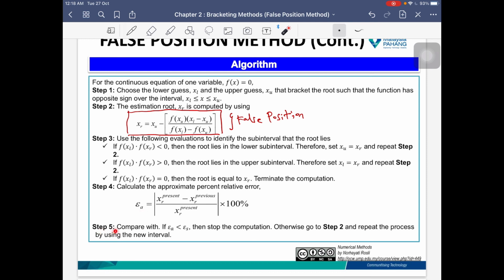Step number 5, we compare with the stopping criterion. If the absolute percent relative error is less than the prescribed tolerance, then stop the computation. Otherwise, we go to step 2 and repeat the process by using the new interval. So basically, the algorithm for false position is similar to the bisection method, but the difference is only in how we calculate our XR.